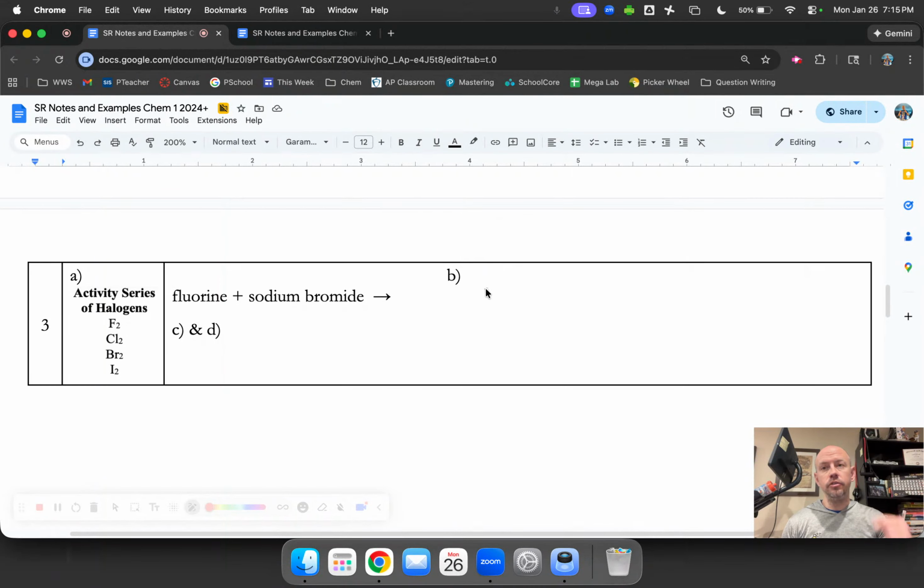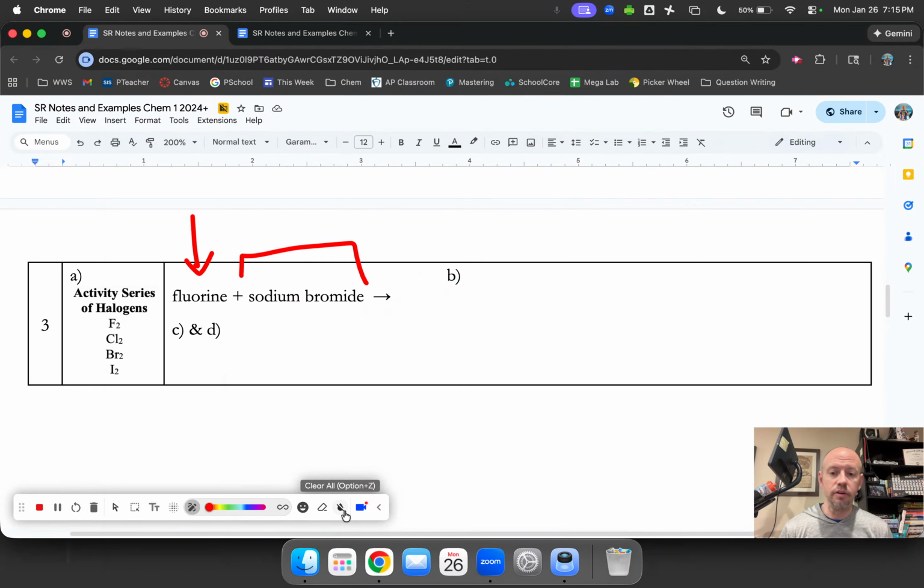We've seen 1, 2, 3 single replacements so far. They are always defined by an element reacting with a compound. In each of the ones that we did, we reacted a metal: aluminum, and then barium, and then gold. Those are all metals, but not all elements on the periodic table are metals. Some, like fluorine and chlorine and bromine and oxygen, are nonmetals.